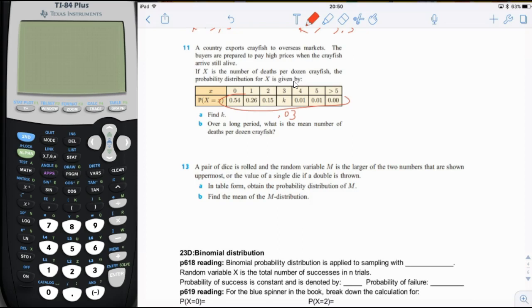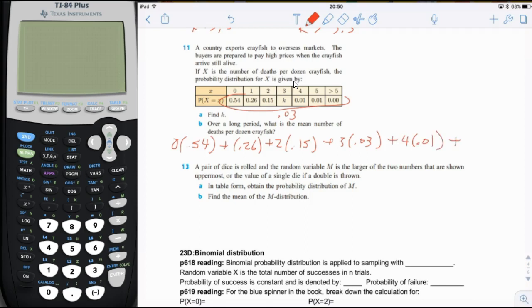Over a long period, what is the mean number of deaths per dozen crayfish? Okay. So in this case, we're going to do similar to what we did above. The probability that you're going to have 0 deaths is 0.54. The probability of 1 death is 0.26. The probability of 2 deaths is 0.15. The probability of 3 deaths is 0.03. The probability of 4 deaths is 0.01. And the probability of 5 deaths is 0.01.